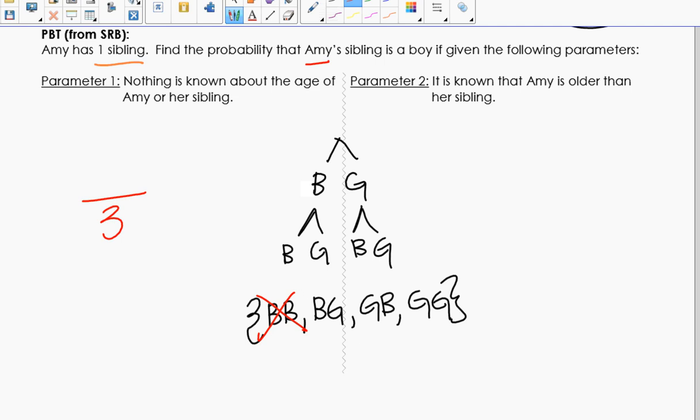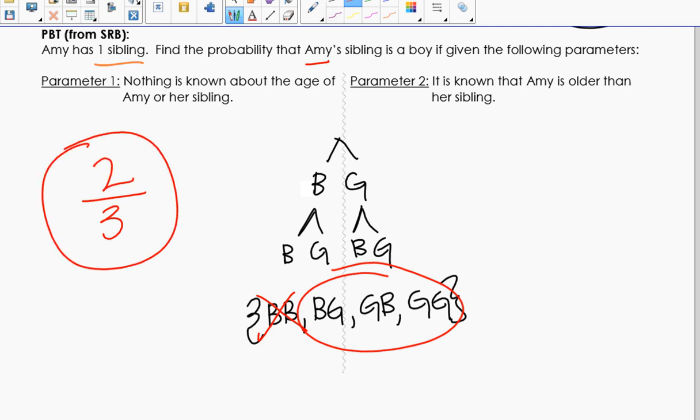So here, we're just looking for the probability that Amy's sibling is a boy. So out of these 3 that are left, this could be possible and this could be possible because it's not saying that the boy is older or younger. The last one can't be possible because it wouldn't be a boy. So your probability there is 2 out of 3.